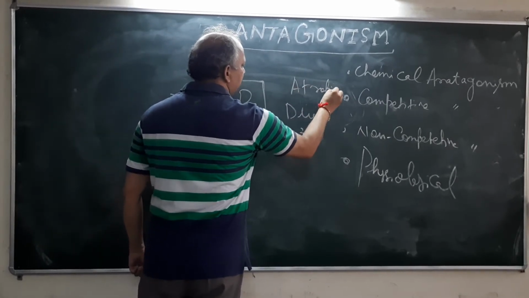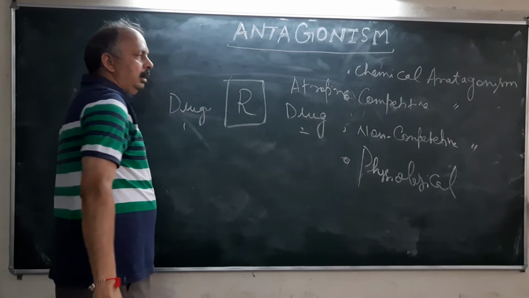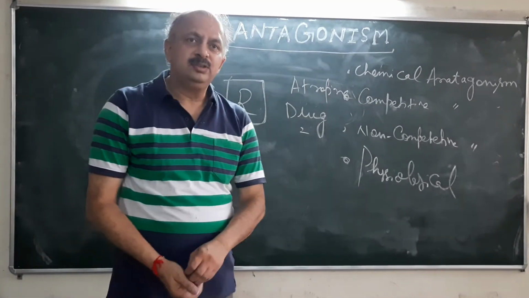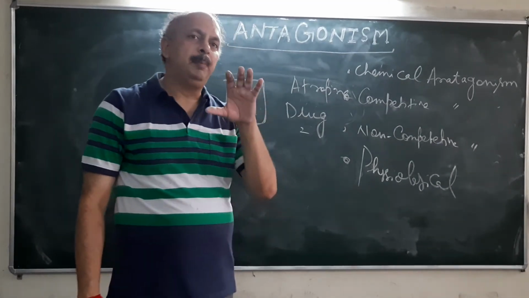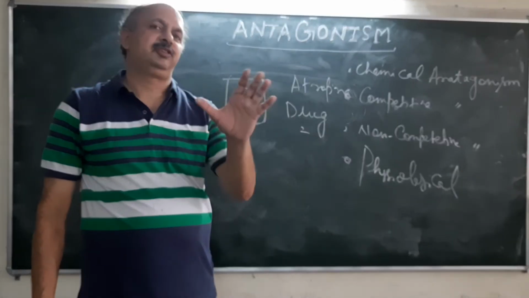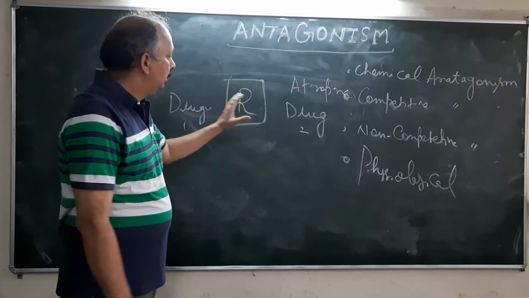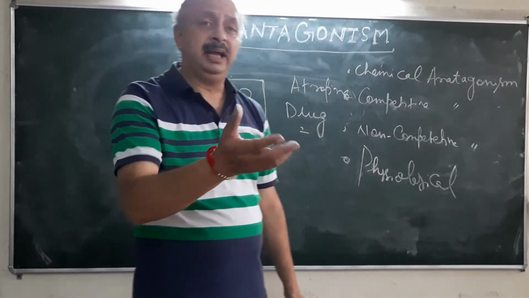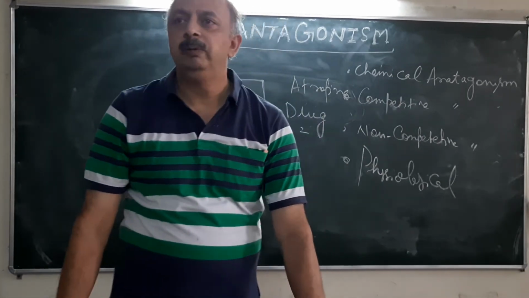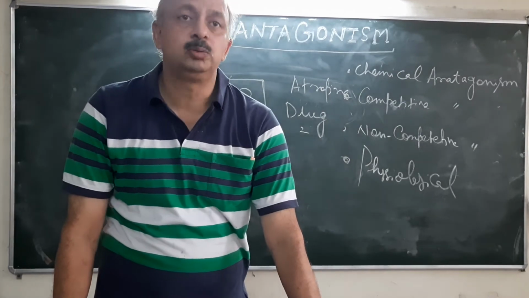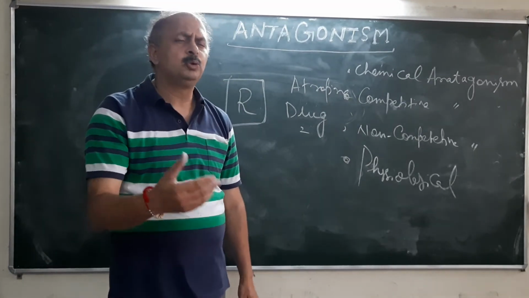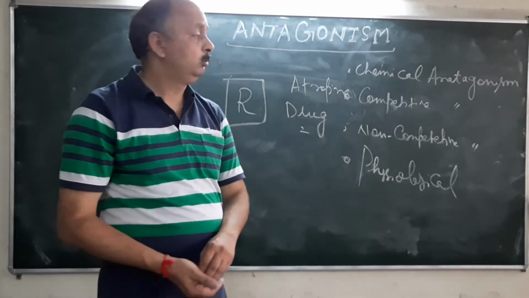So atropine, in more concentration, competitively will block all the actions of the acetylcholine. So this is the competitive antagonism. In detail we will study it when we study anticholinergic drugs. You will come to know much more in detail.